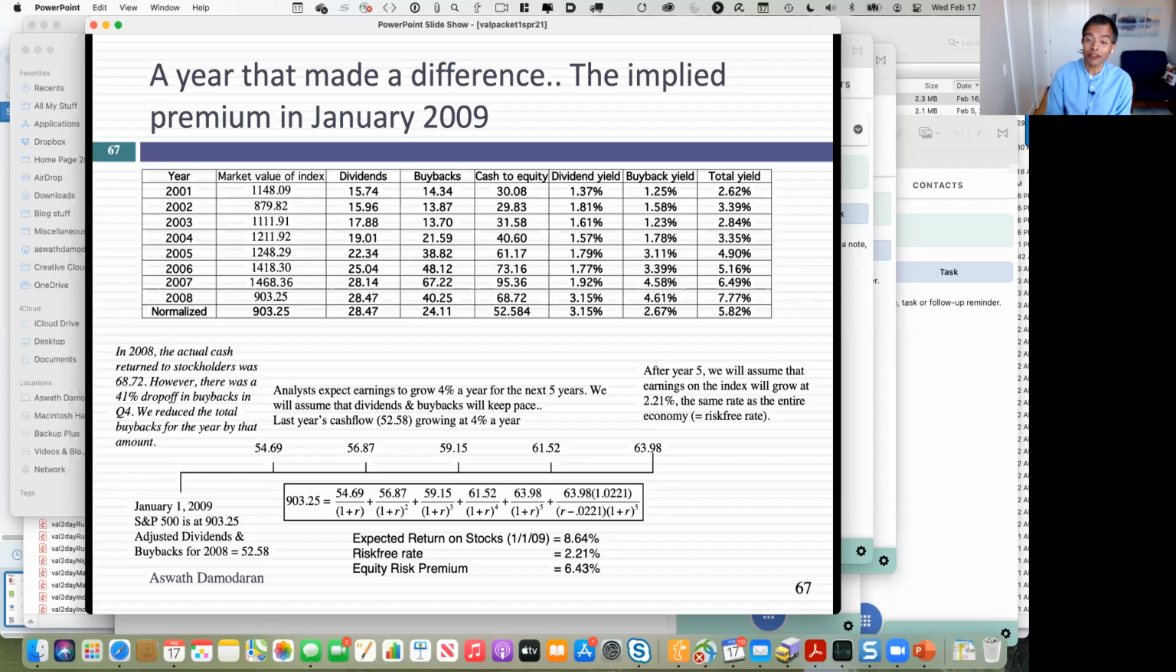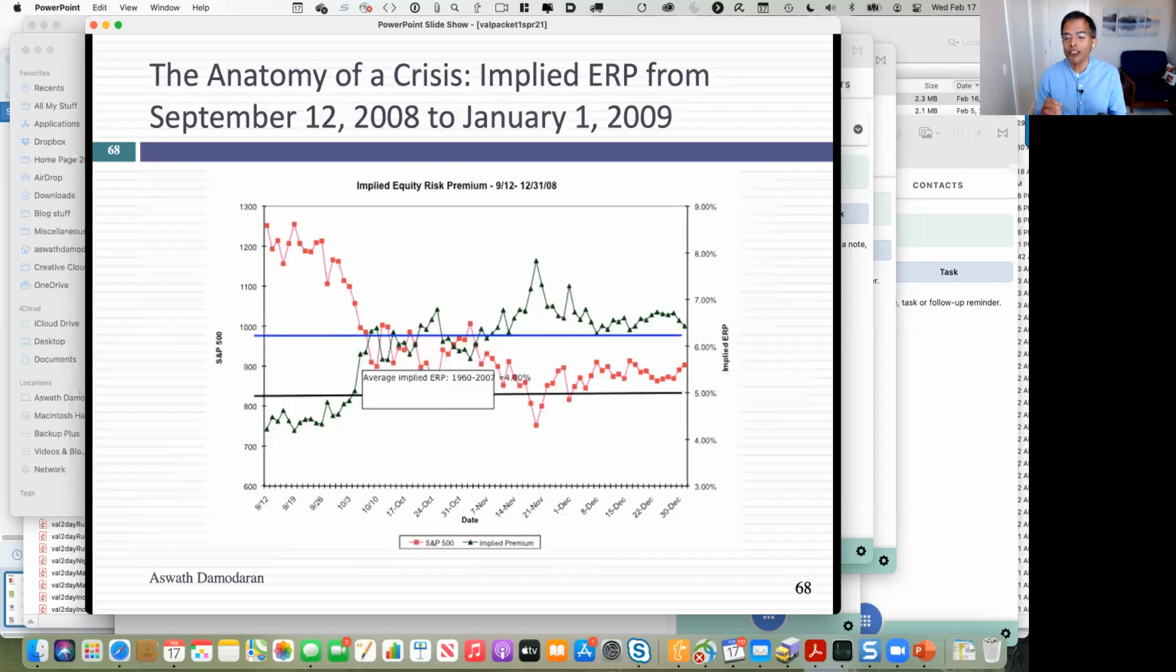What happened? A crisis happened. Why does a crisis affect your equity risk premium? An equity risk premium is the price of risk. And if you're more scared, guess what? That number is going to be higher. And much of the change actually happened during the last quarter of 2008.